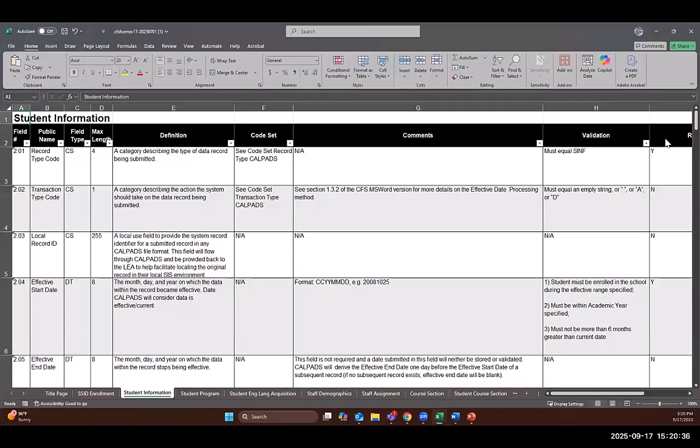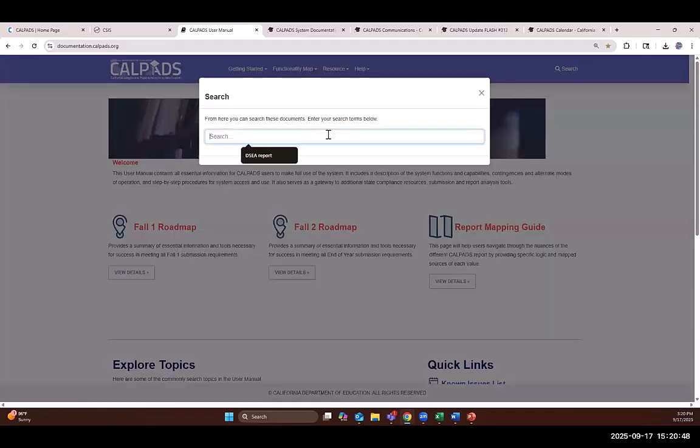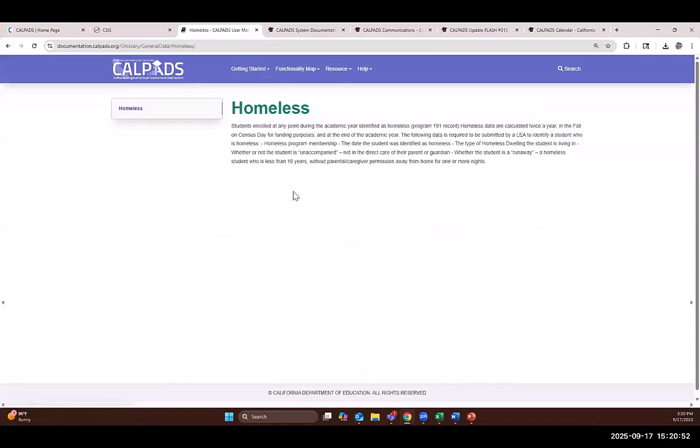Q1 from Lily. Can a student be tagged as an unaccompanied youth without being tagged as homeless? I think that's a thing that goes along with being homeless, once you put that in. You're correct, Gary. There's no way to be an unaccompanied youth without also having an open program record for homeless. Thanks, Nate.